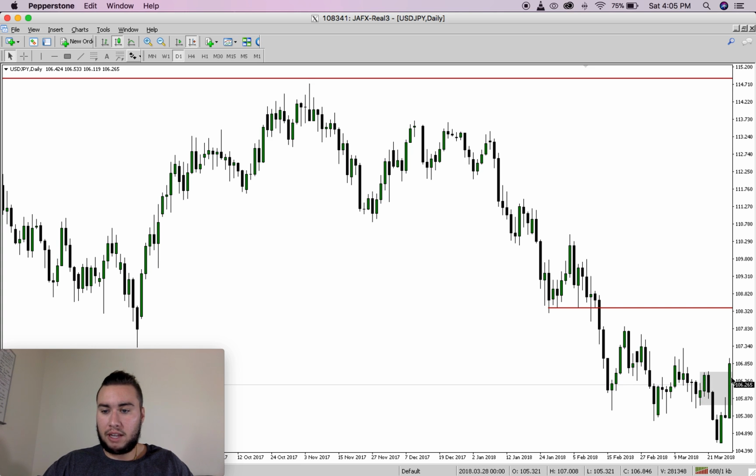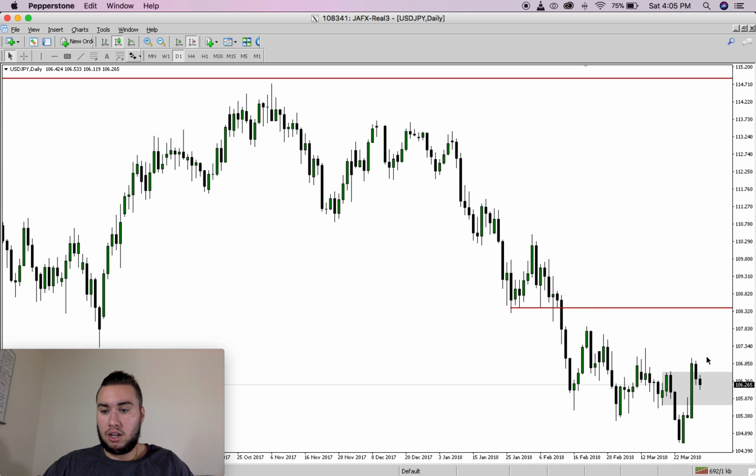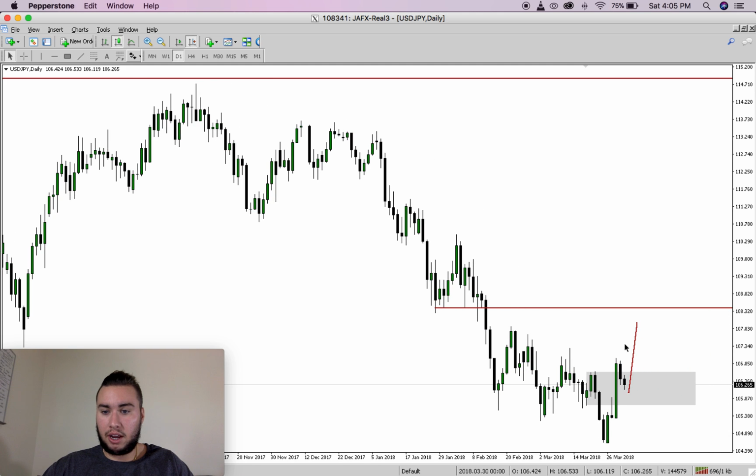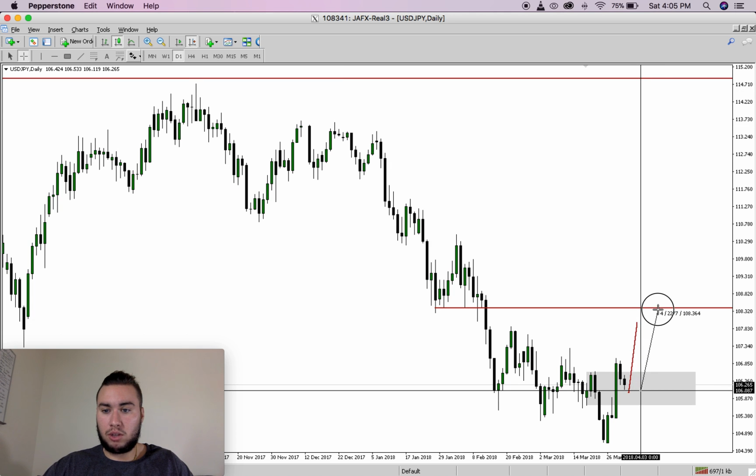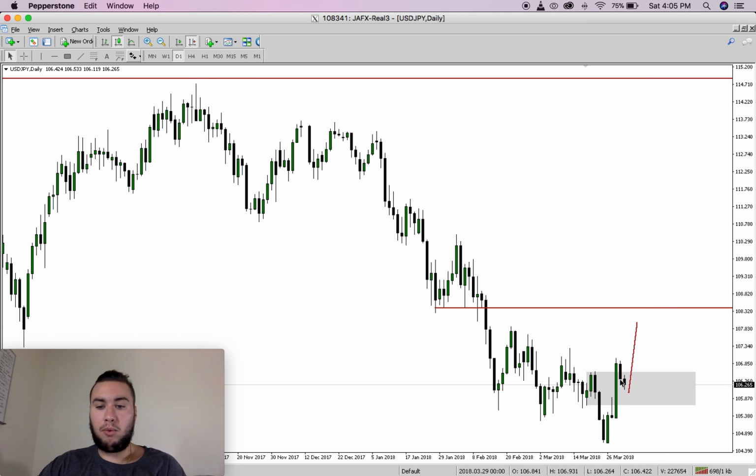So when we see a move like this, we consider it a break in market structure because now we've broken this high. So we made a low, and then we made a higher high, right? If we find some support in this gray box, which was an old level that should have held as resistance and should now be turned support, we could see a move like this Sunday and Monday and trade up into this level here. So this may be a bullish week for USD/JPY.